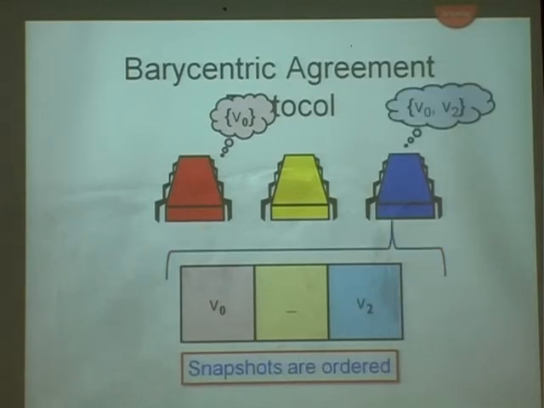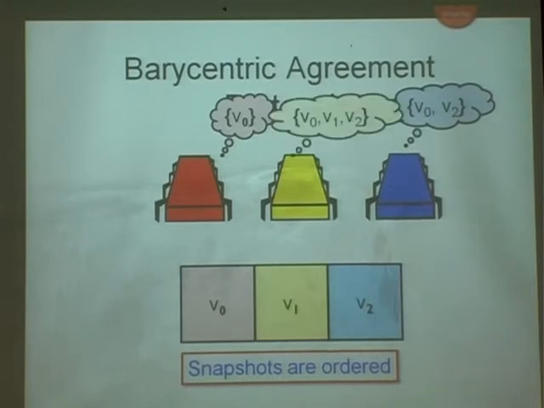Blue comes along, it does the same thing. And because the snapshots are atomic, they're ordered. So if I run together with someone else, then either I see a superset of what they saw, or vice versa, or we see the same thing. But they have to be ordered with respect to one another.